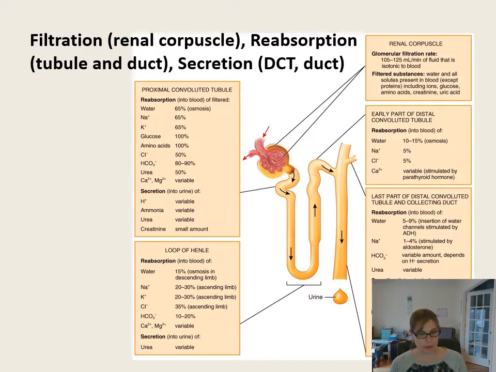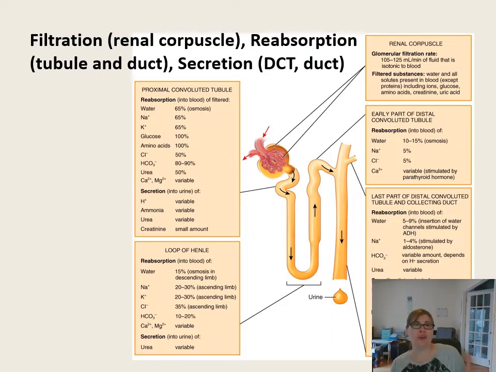So the renal corpuscle. Normal GFR is up there, 105 to 125 milliliters per minute. And when it says isotonic to blood, it just means it's the same solute concentration. And then we're going to do some filtering. Early distal convoluted tubule, we reabsorb a lot of water, we reabsorb salts, and then that's distal, I'm sorry. I meant to go to proximal next.